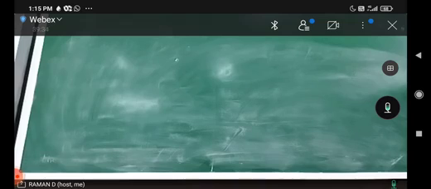Poles, the regions near to the ends of a magnet are known as poles of the magnets.